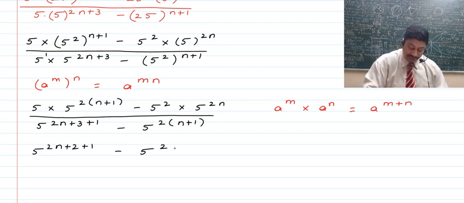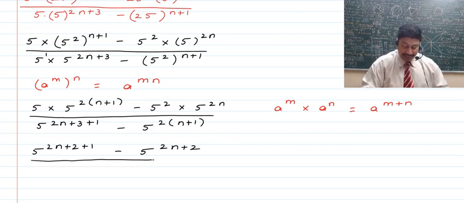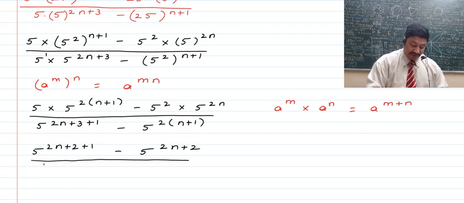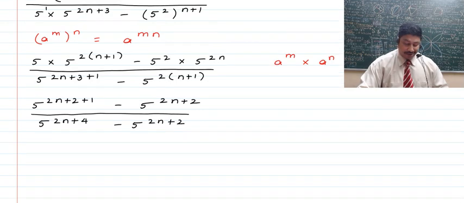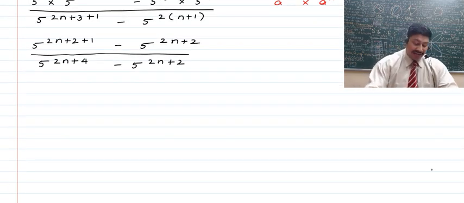So obviously both of these powers can again be added as 5 raised to the power 2n plus 2. And in the denominator, children, we have here 5 raised to the power 2n plus 4, and minus 5 raised to the power 2n plus 2. Now as we've got to simplify, we've got to try out something common in the numerator and the denominator, right, so that they can be cancelled off.